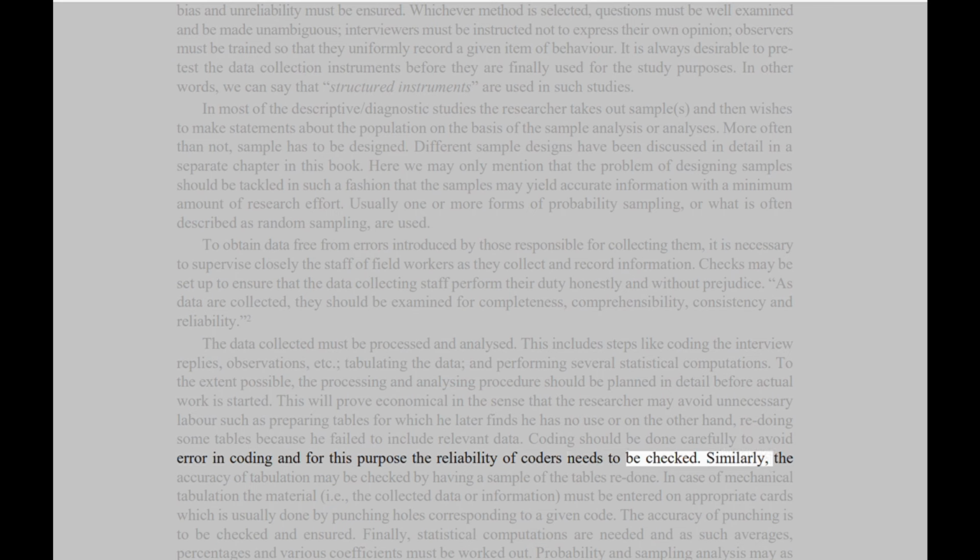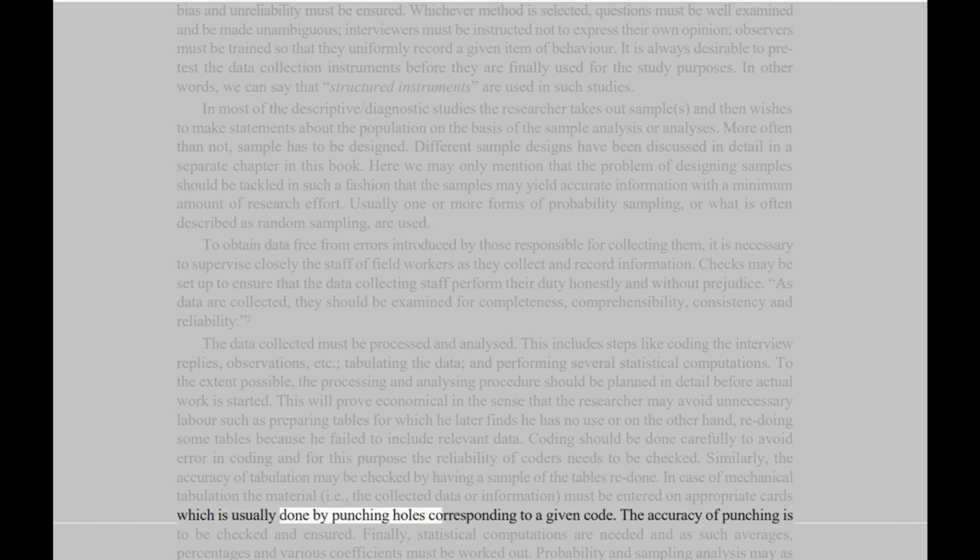Coding should be done carefully to avoid error in coding, and for this purpose the reliability of coders needs to be checked. Similarly, the accuracy of tabulation may be checked by having a sample of the table checked. In case of mechanical tabulation, the material, i.e., the collected data or information, must be entered on appropriate cards, which is usually done by punching holes corresponding to a given code. The accuracy of punching is to be checked and ensured.